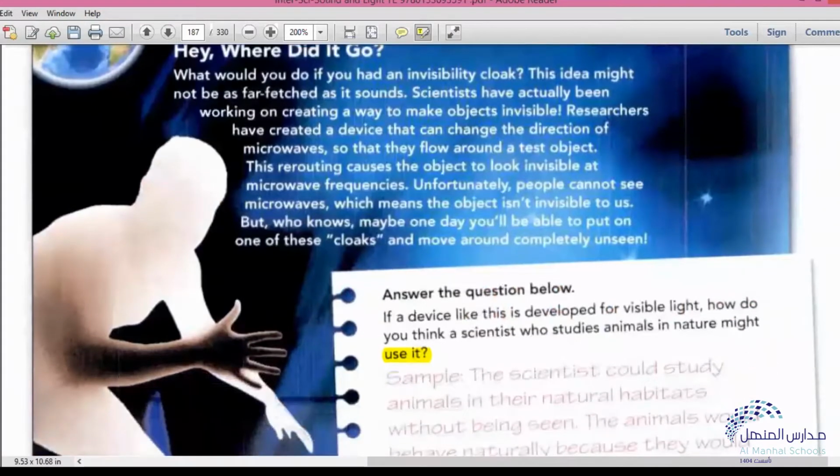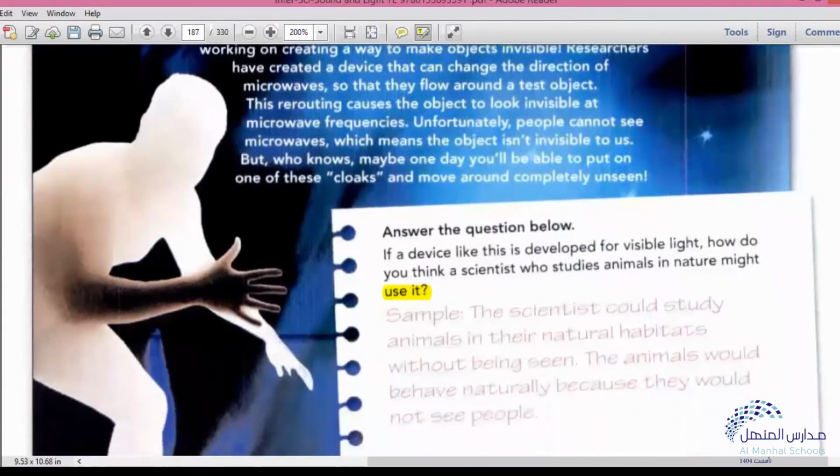answer the question below. If a device like this is developed for visible light, how do you think a scientist who studies animals in nature might use it? In these questions, this is only a sample of answers. You may answer with your own answer. The scientist could study animals in their natural habitat. He is going to observe them while they are in jungles or anywhere in the desert without being seen. The scientist will be invisible to the animals.